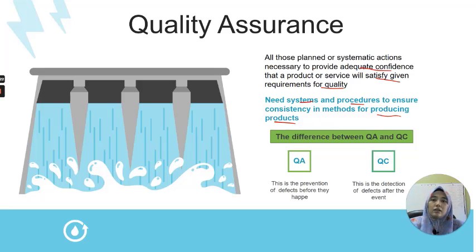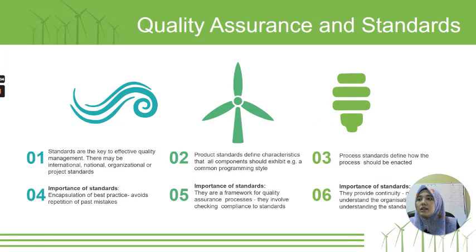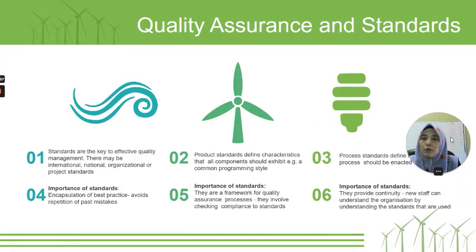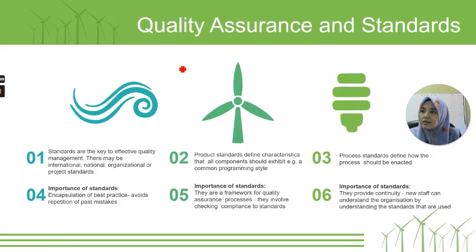Okay, then barulah you come out dekat dalam sistem. Okay, dalam sistem ni kita kena make sure ada satu added value. That is the quality assurance. Okay, quality assurance and standards. Kenapa perlu ada QA and also the standards? Standards are the key to effective quality management. There may be international, national organization or project standard.